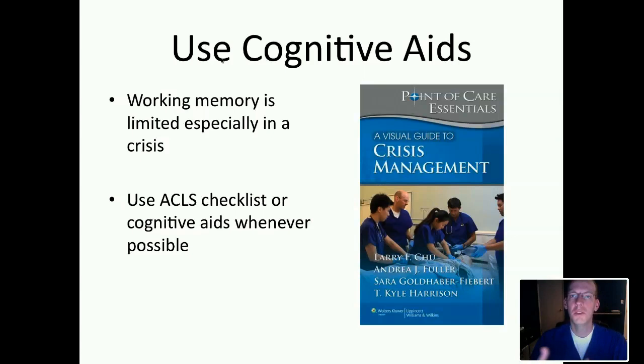We've created a book, Crisis Management, that actually has the algorithms for most emergency conditions, including the ACLS events. And you'll see us using cognitive aids throughout this application because it's important, because you can't remember everything and we shouldn't be expected to. Other industries such as aviation and nuclear power use cognitive aids for every crisis. In healthcare, we need to learn that we need to use these. It's the only way to provide the best care possible.